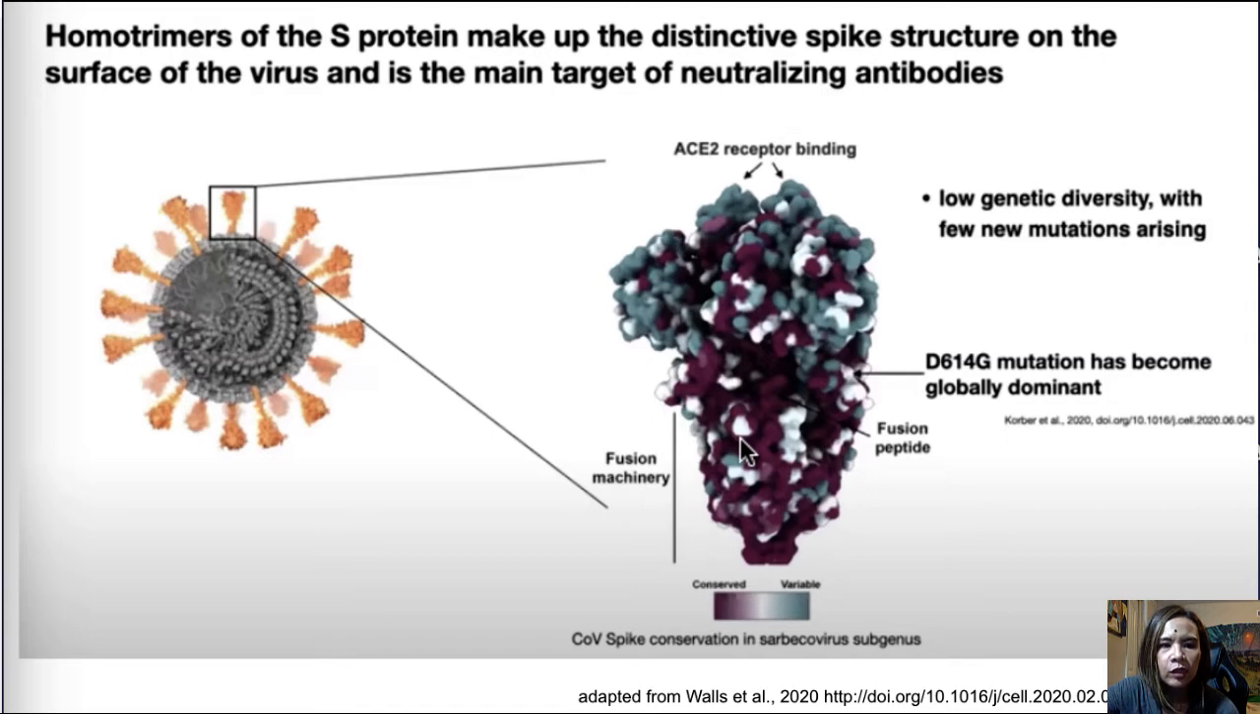So in order for it to be activated, the key must fit into the lock from the host cell with an ACE2 receptor. Now, this protein right here that you see, which is the ACE2 receptor binding protein and the fusion machinery, are playing a critical role in latching into the host cell.